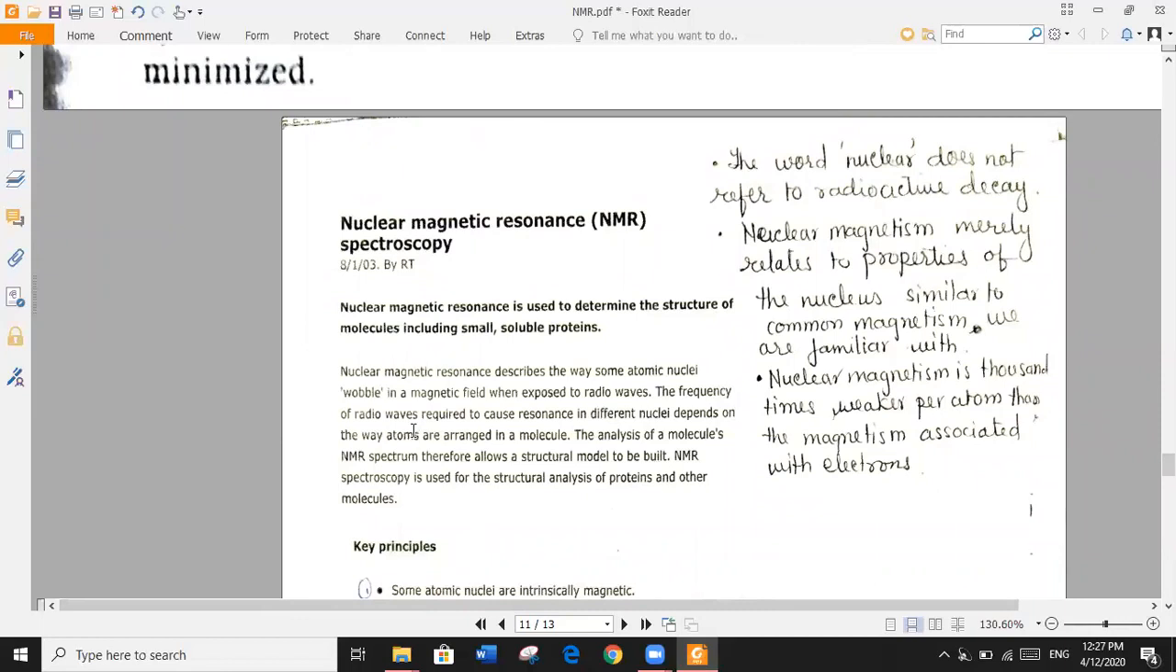The frequency of radio waves required to cause resonance in different nuclei depends on the way atoms are arranged in a molecule. The analysis of a molecule's NMR spectrum therefore allows a structural model to be built. NMR spectroscopy is used for structural analysis of proteins and other molecules.